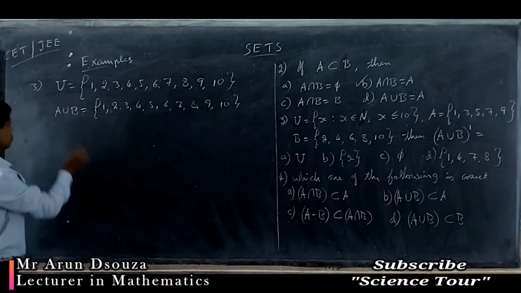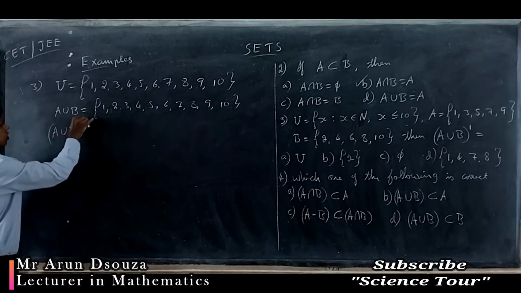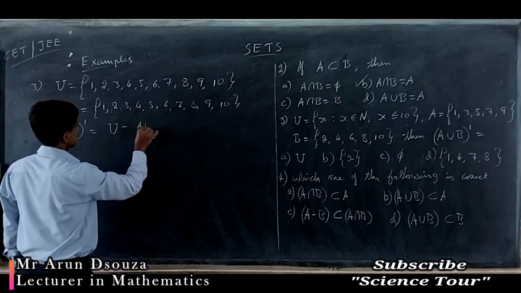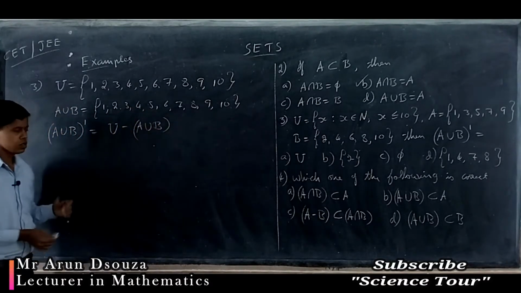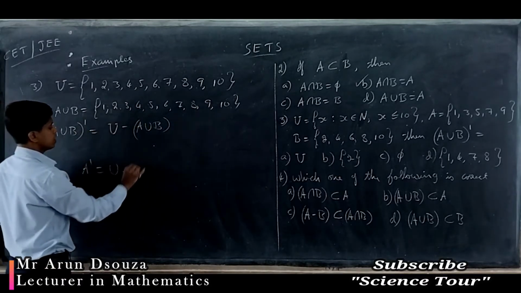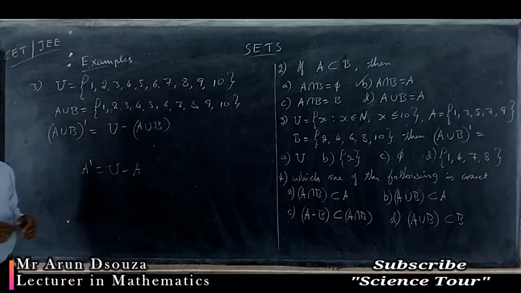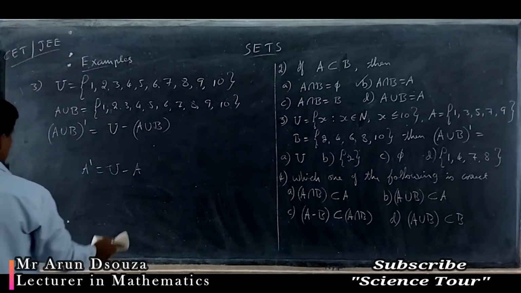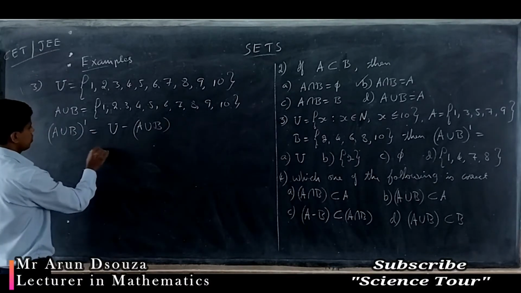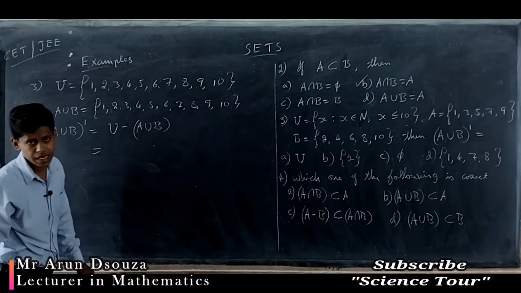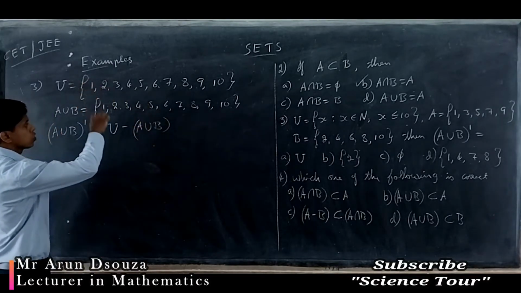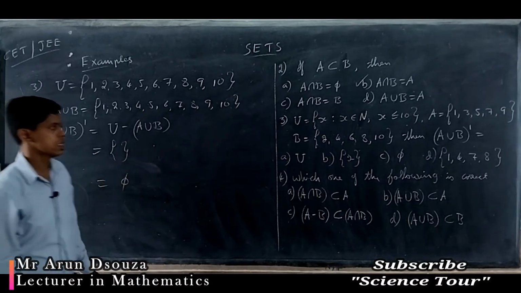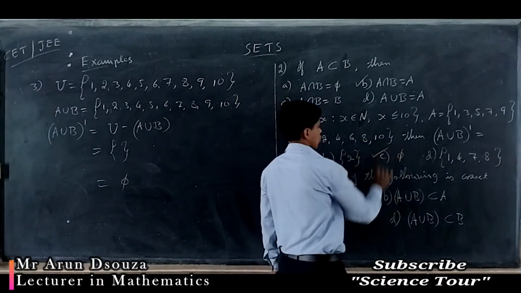Okay, now I have to find the complement of this. How do you find the complement? Universal minus the set. So how do you find A dash? A dash is U minus A. Universal set minus A. All the elements of universal except the elements of A is A dash. Okay, so now you have universal 1, 2, 3, 4, 5, 6, 7, 8, 9, 10. This is also the same. So if you subtract, what do you get? You get only the null set, and that's option C.